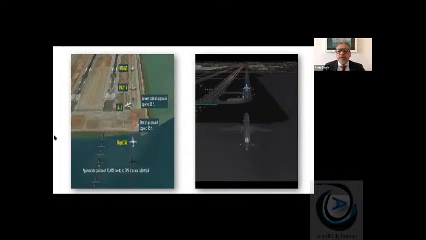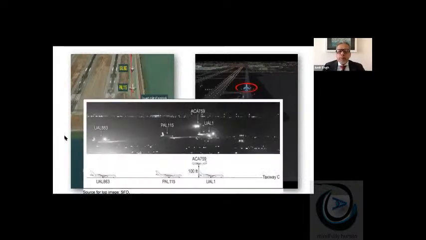If you see the profile picture, this is the real-time photograph which was taken by the CCTV cameras. United 1, Air Canada 759 approaching, and this is another profile picture. So maybe there was some lighting which he confused and he was aiming for this.